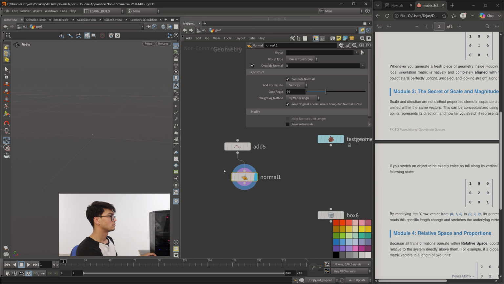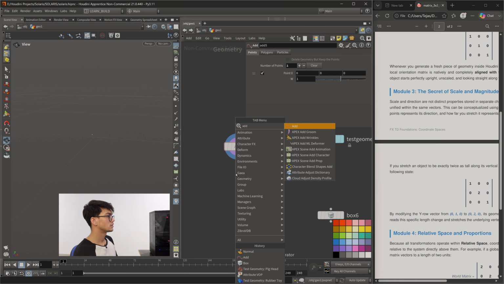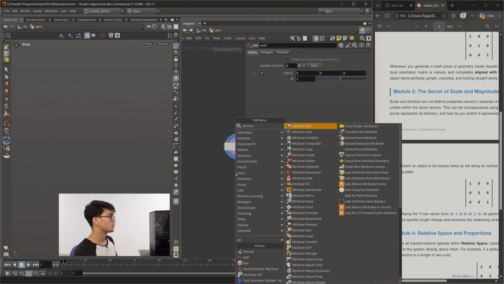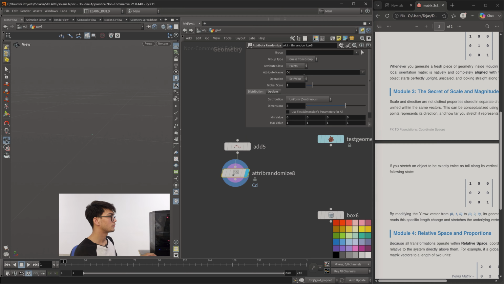Modify. Okay, what I will do, I will just use attribute randomize, and it will create normal for us. Why am I not seeing any normal? Yes, that's why. Okay, I was really close to that. Okay, now we have a normal, right? It is pointing in this direction.